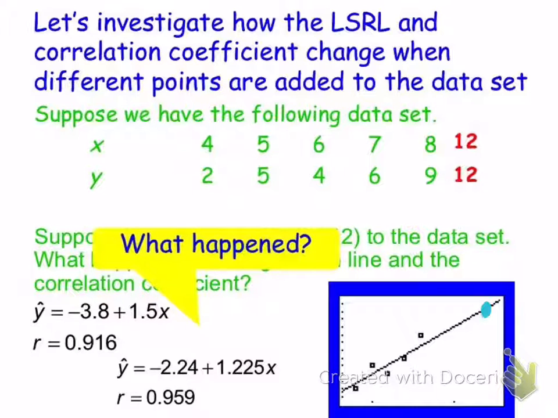So here's my point. What happened? Is it on my LSRL? Is it close? Yes. So it is on the LSRL, and it's further out. I now increased my range, so I strengthened it.